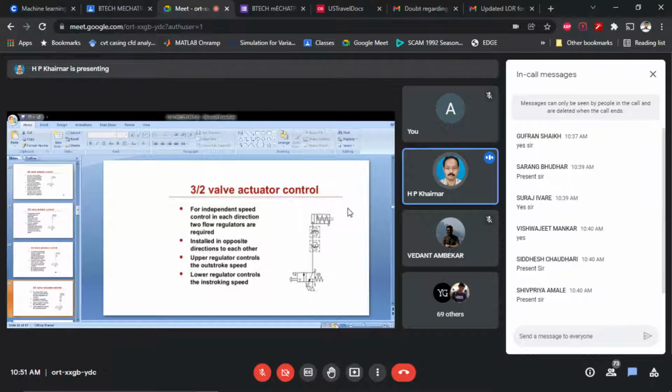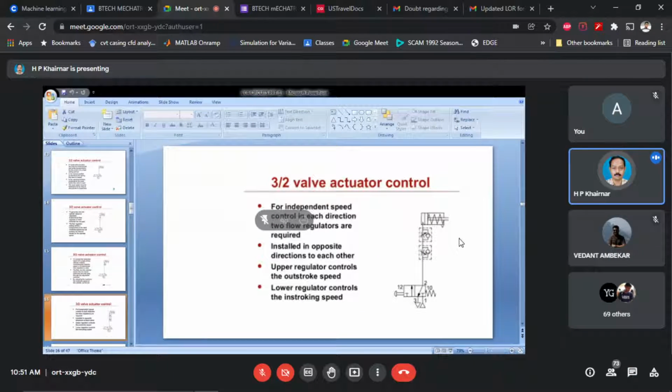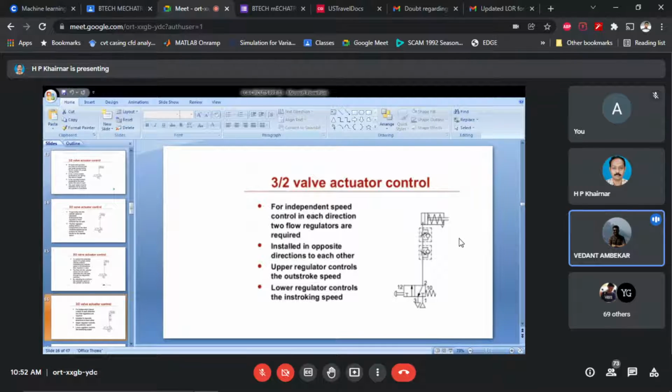Have you understood this particular diagram? Yes, understood. Yes, Gang Shettiwar. Vedant, are you there? Varun? Yes, sir. Okay. Vedant, are you there? Yes, sir. I thought my mic was muted and so I was unable to speak. Understood? Yes, sir. Okay.